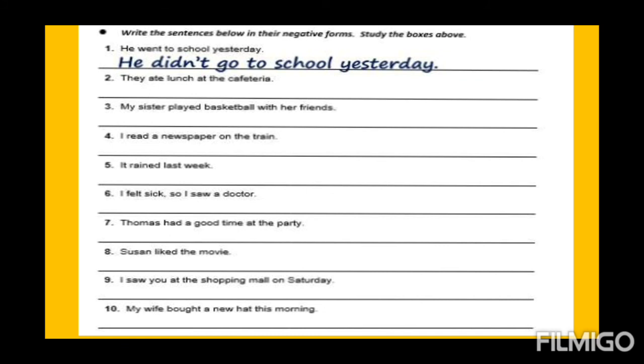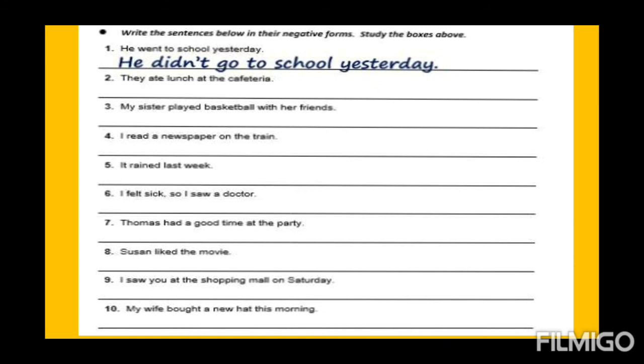The second question here: they ate lunch at the cafeteria. How do you form negative? Who is the helper in negative? In past simple, didn't. So they didn't eat. Can we say ate? No way. You can't put two pasts.